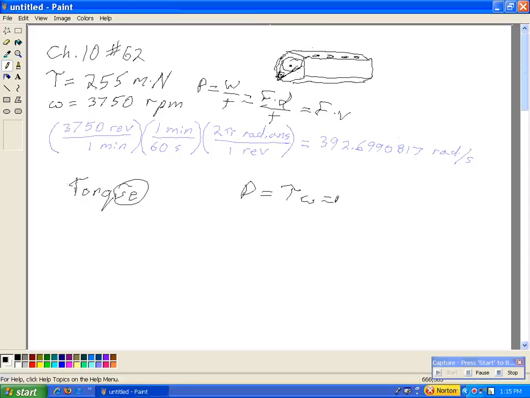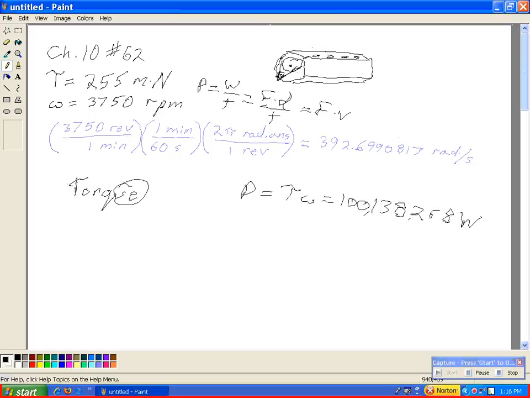So we do that. We find 100,138.2658. And that's watts. But we want to convert watts to horsepower.